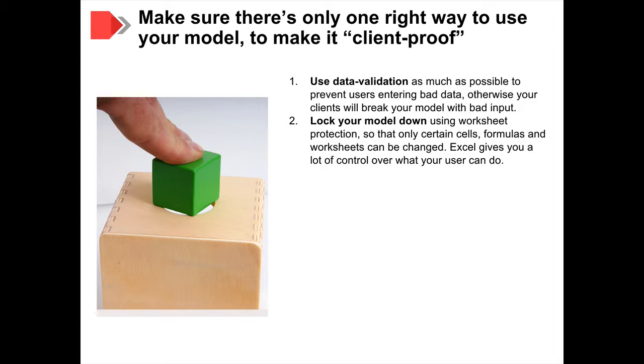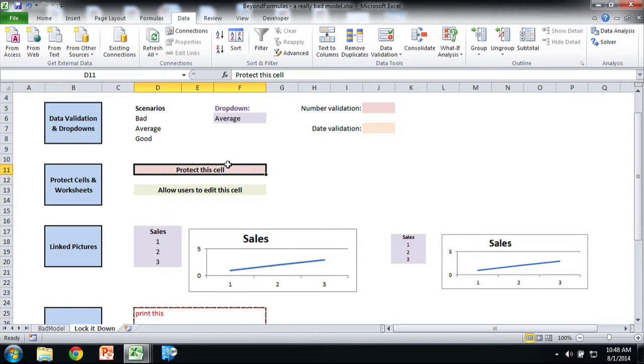The next tool we'll discuss is Worksheet and Cell Protection. You can lock down your model using Worksheet protection so that only certain cells, formulas, and worksheets can be changed by your user. Excel gives you a huge amount of control over what your user can and can't do. The keys to protecting cells lie in the Options menu for each cell.